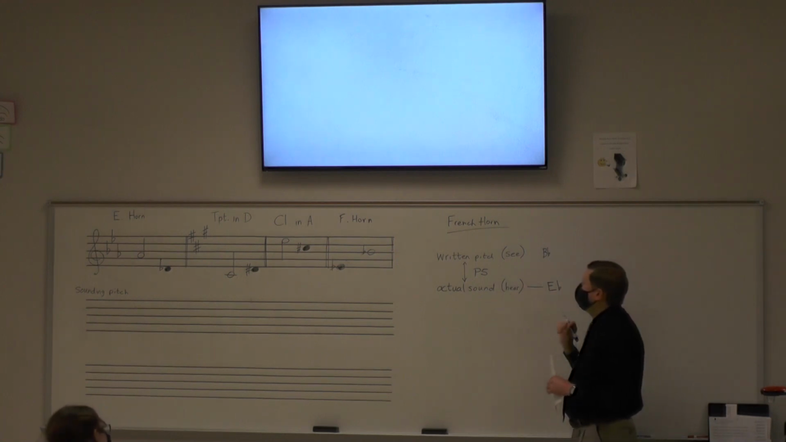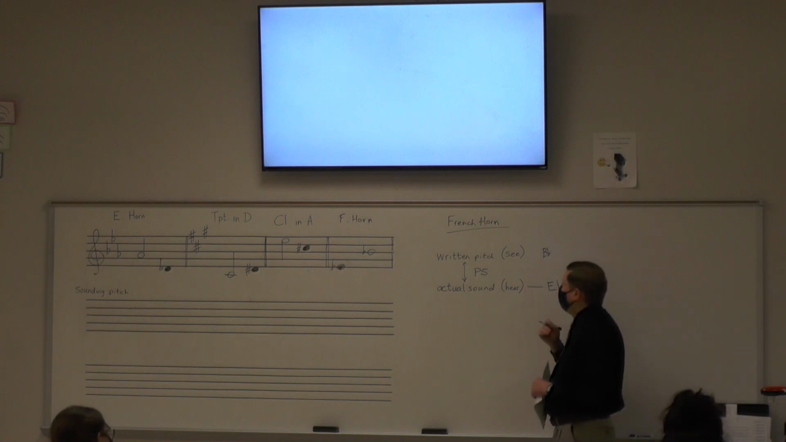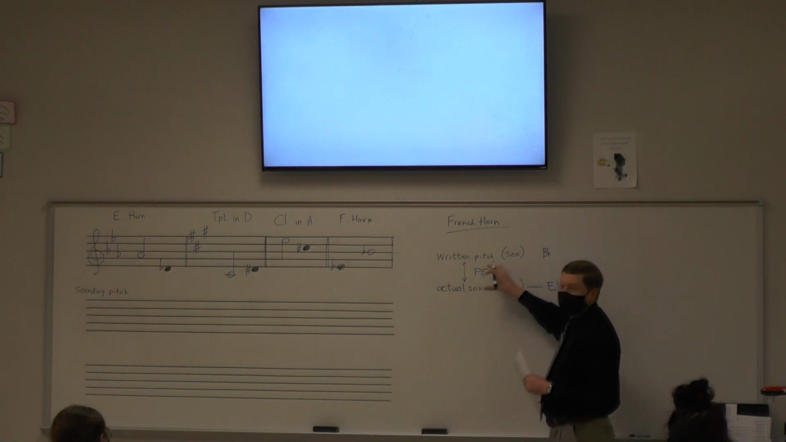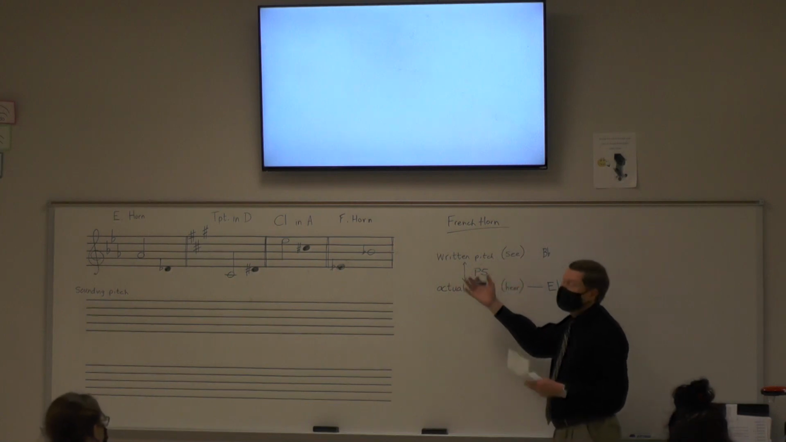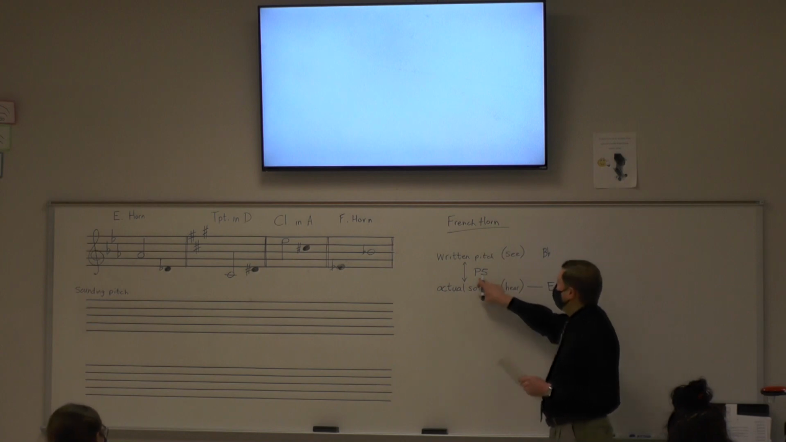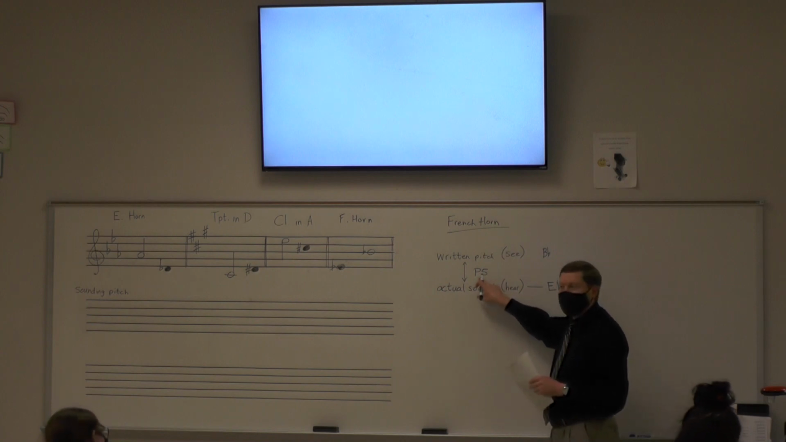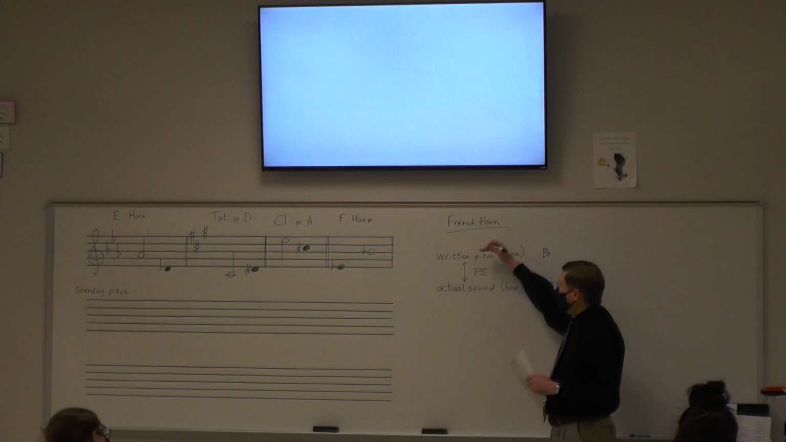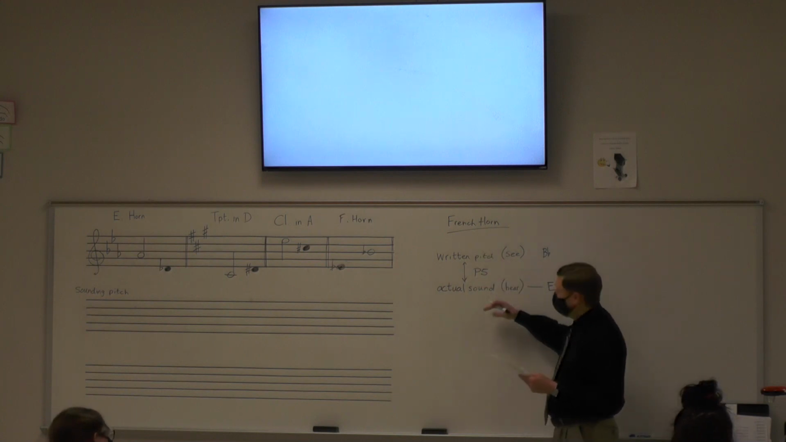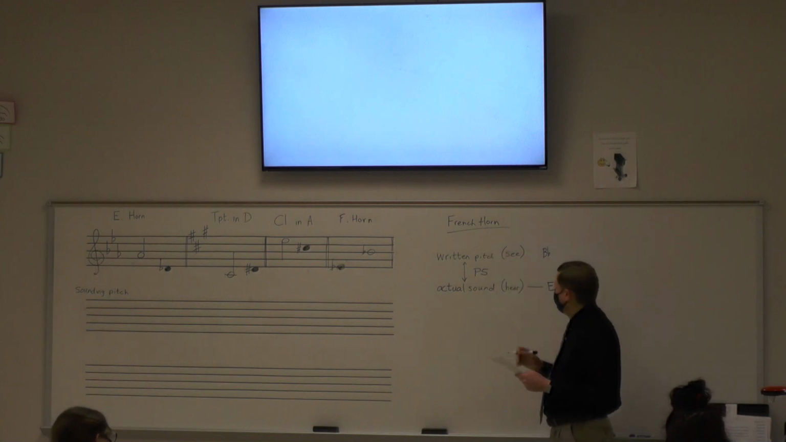Since I'm a visual person, I like to diagram the relationship between written pitch and actual sound this way. And this is the way it is for six out of the seven instruments. Now this interval is going to vary depending on the instrument. But in most cases, the written pitch is always going to be above the actual sound. Or you could look at it this way, the actual sound will always be below the written pitch. Okay?